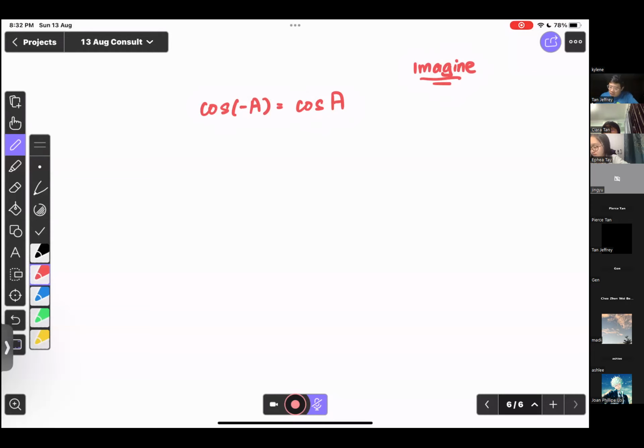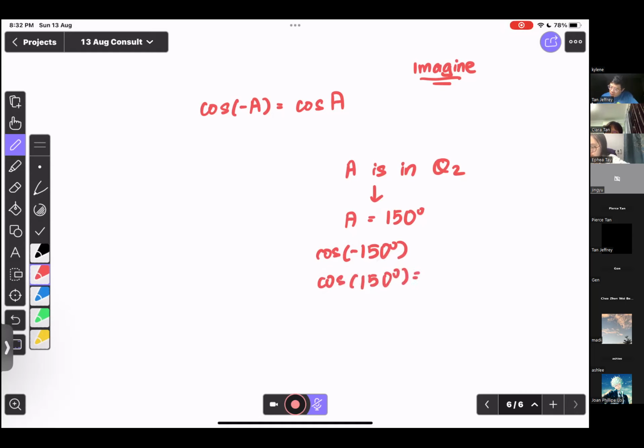Let's say A is in quadrant 2. I give an example: A is 150 degrees. You go and calculate cosine negative 150, and cosine 150. Are they both the same? Yes, they are both the same. They are both negative square root 3 over 2.